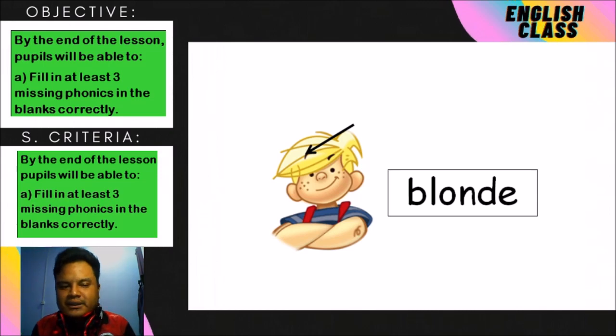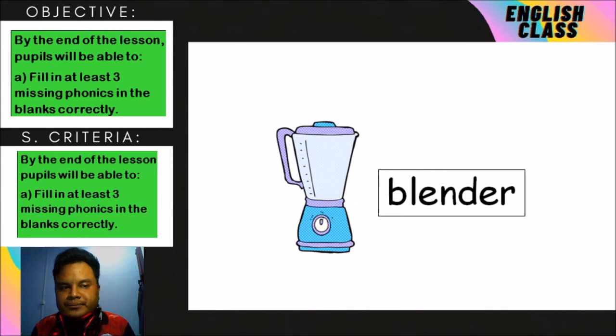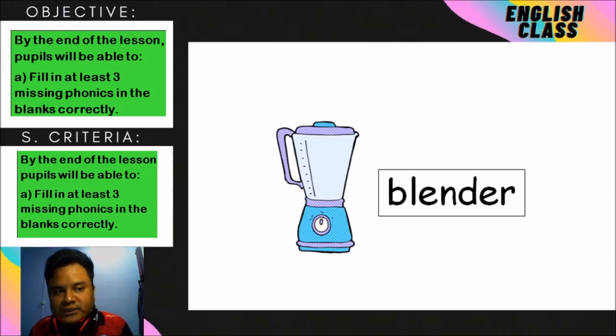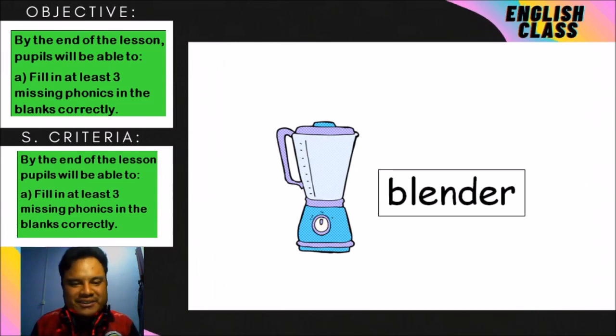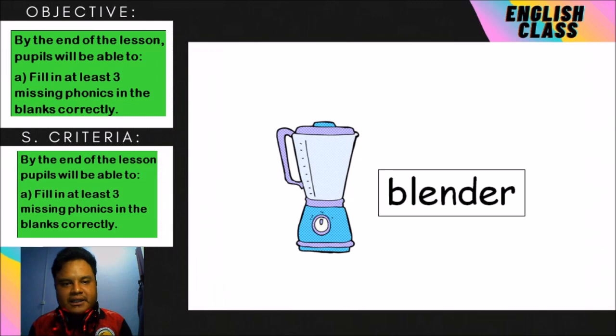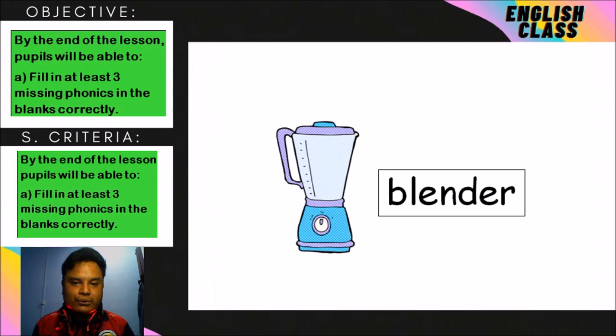Okay, good. Now, let's look at word number 2. Blender. Okay, look closely at the picture. Now, where can we find a blender in the house? Yes, you are correct. We can find a blender in a kitchen, or in Malay, dapur. Okay, good job.